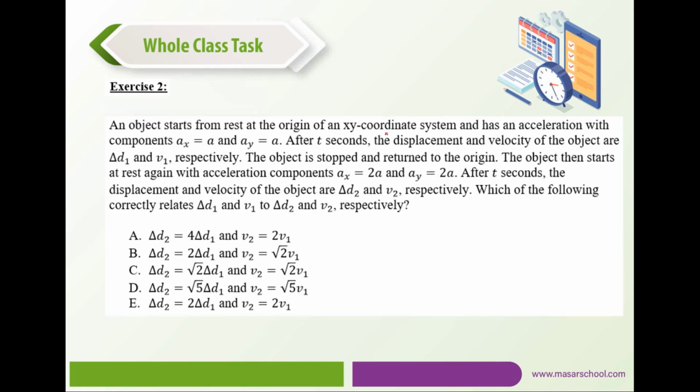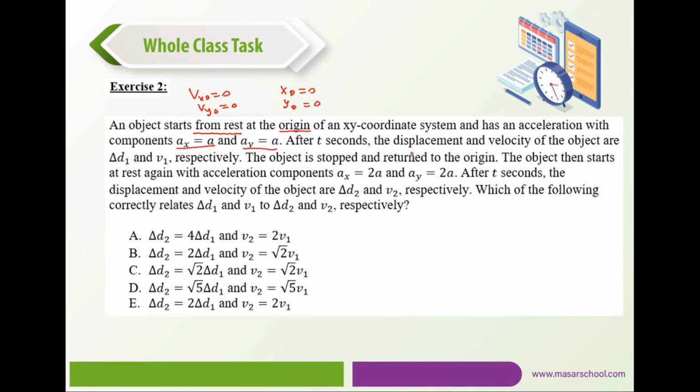First of all, the motion occurs in 2 dimensions, x and y. From rest means with 0 initial speed both in the x and the y direction. Then vx0 would be 0 and vy0 would be 0 as well. And at the origin means that the initial horizontal position would be 0 and the initial vertical position would be 0, and it has an acceleration with components ax and ay, both of them a.